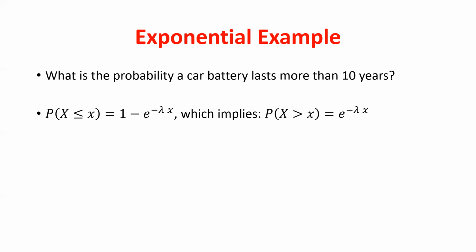Oh, I actually asked for what's the probability it's more than 10 years, right? So notice this gives me the probability that it would be less than 10 years. So I can still use this to find the probability it's greater than 10 years by just taking this probability and subtracting it from 1.